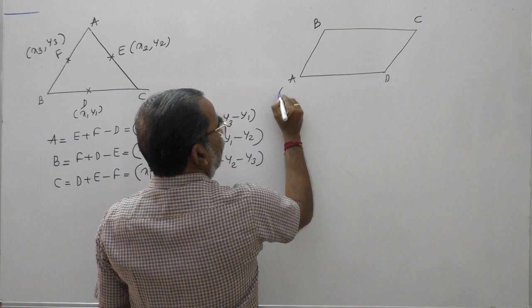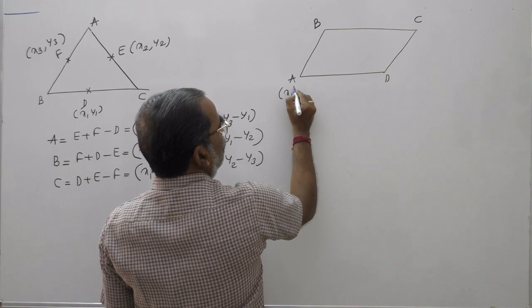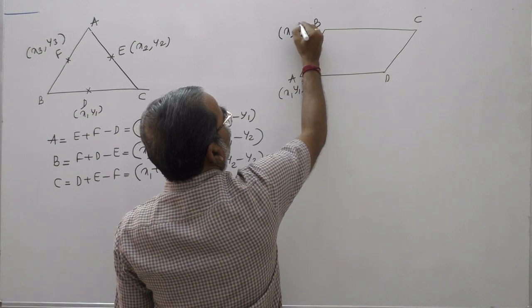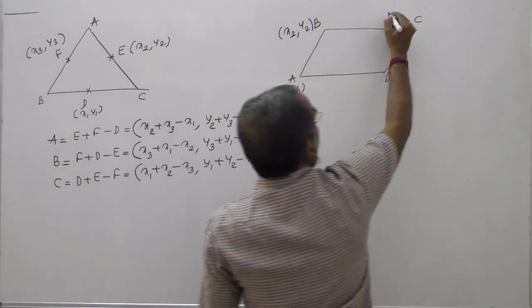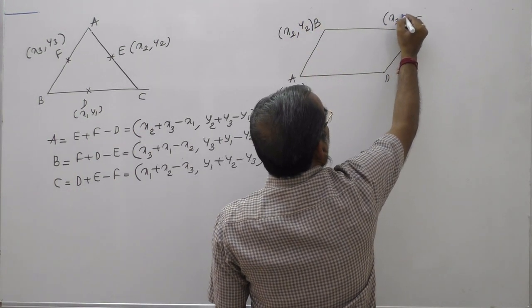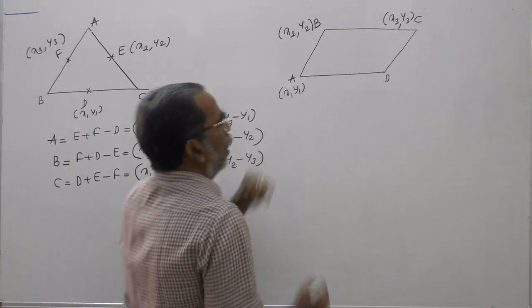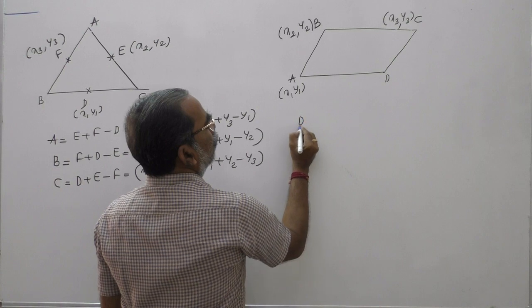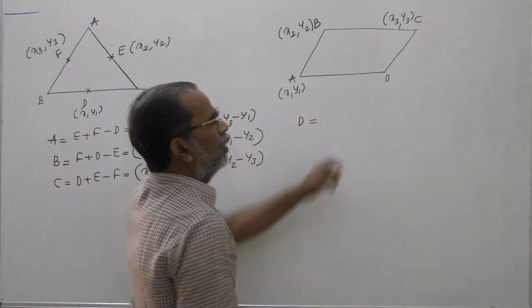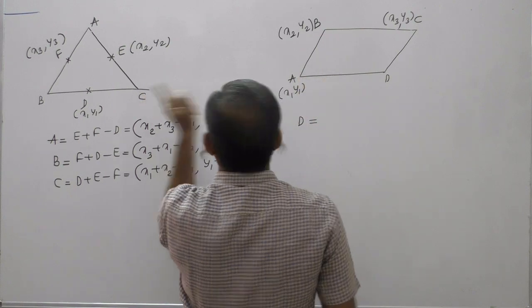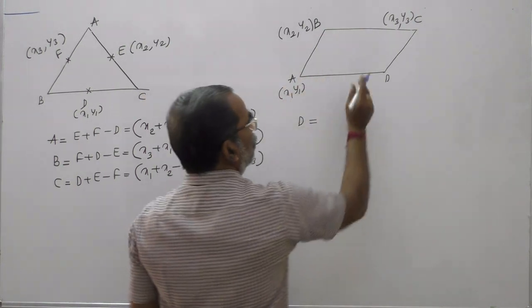So if three consecutive vertices are given, (x1, y1), (x2, y2) and (x3, y3), these are the three vertices taken in a row, then how do we write vertex D? Here vertex D is opposite to B. The same property can be used here also.